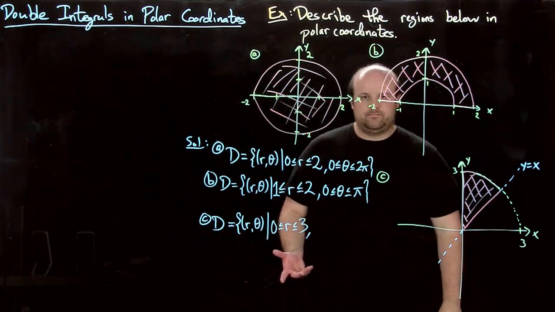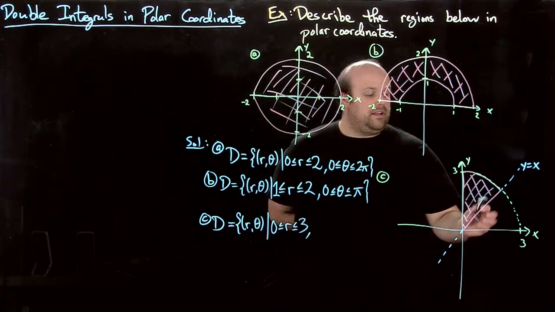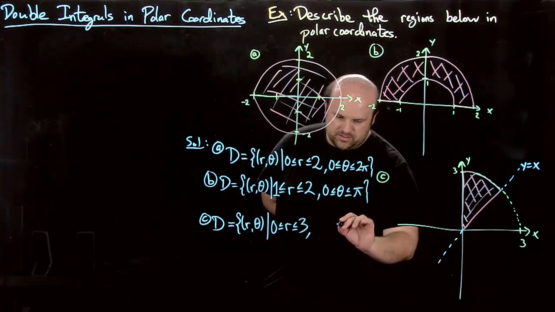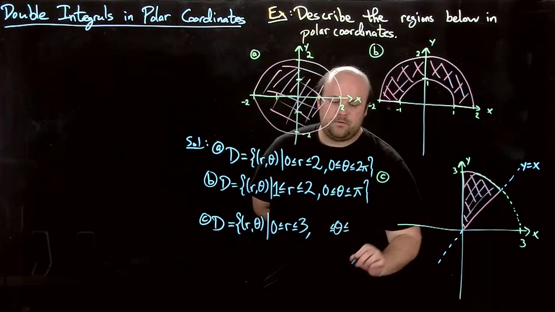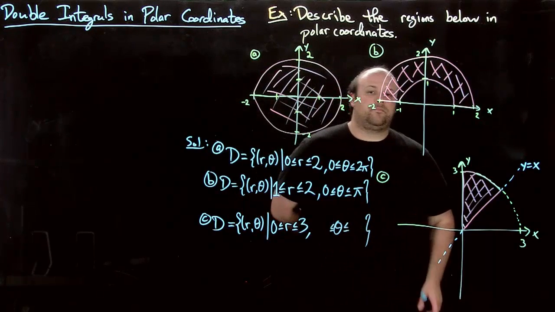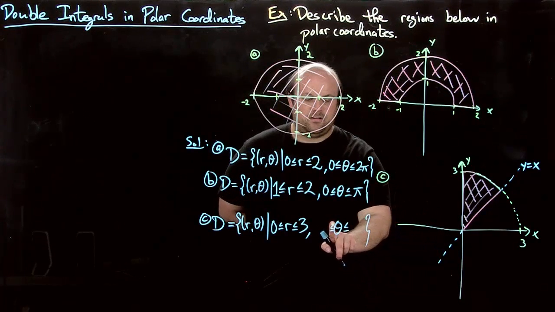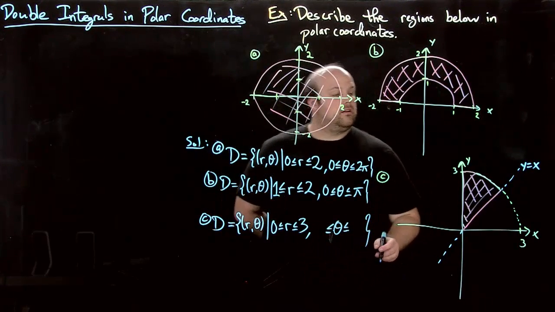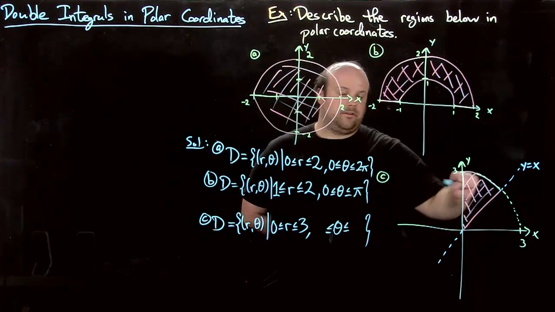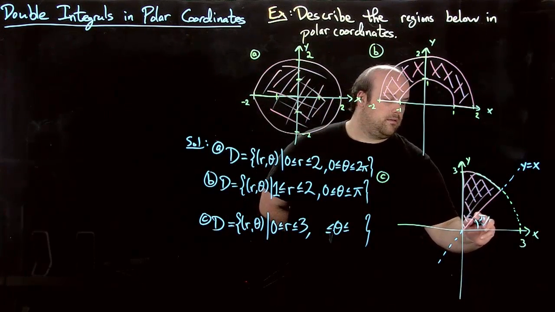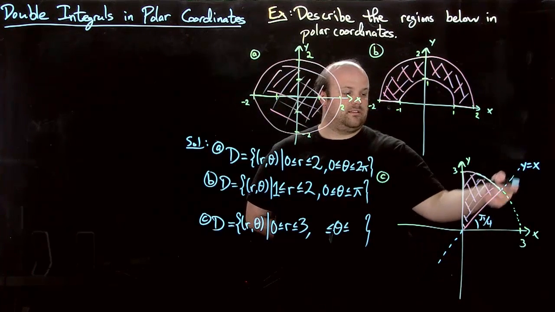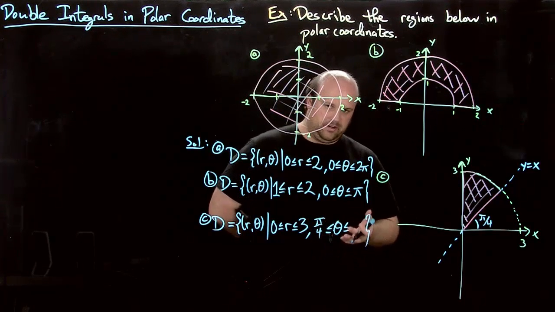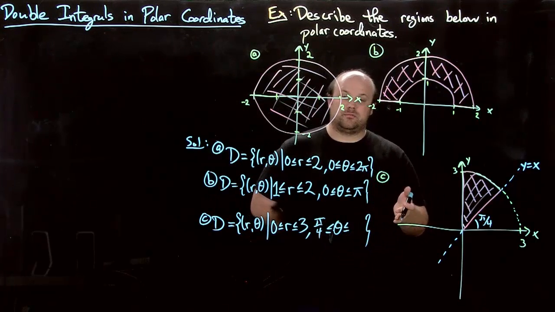What about theta this time? Well, theta can start on this line y equals x, and it ends on the y-axis. So how do we describe those theta bounds? Well, it's a matter of remembering what angles these are, or figuring out what angles these are. Right? Well, this is the exact diagonal line here. So this angle is pi over 4, right? The angle of inclination of y equals x is pi over 4. So theta starts at pi over 4 here, and then it goes to the y-axis, which is pi over 2.